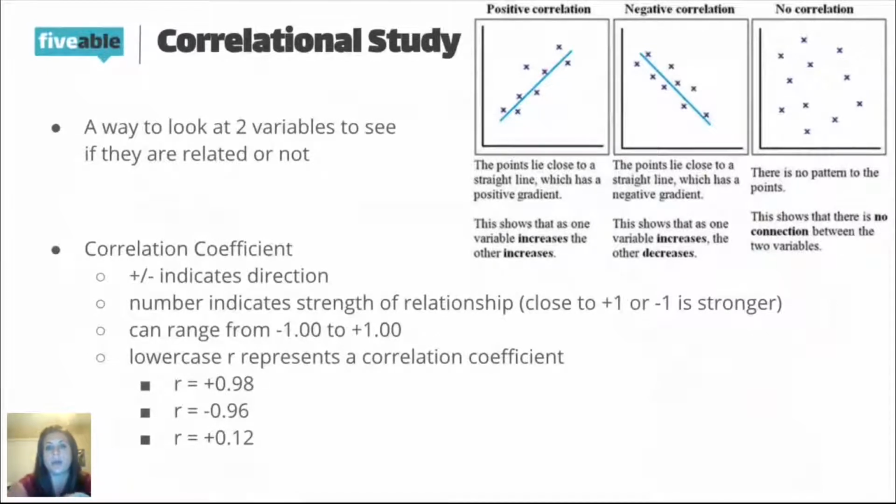the line going upward and to the right. In the middle, we have a negative correlation because it's going down. And then if the dots are all just spread out on the graph, there's really no correlation there. An example of something that we could plot to see if it has a positive correlation would be height and shoe size.